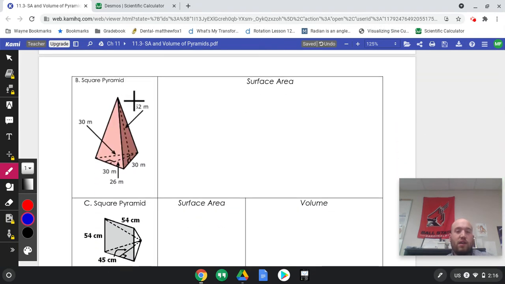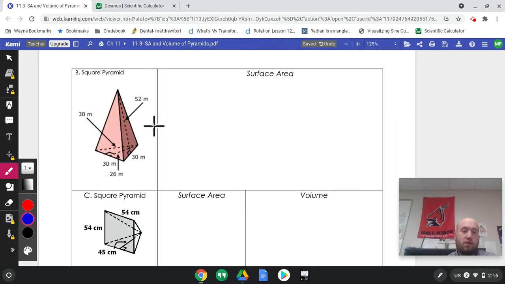All right. So now we flip it over, and the next one we're going to look at is the triangular prism. Now in this one we're only finding the surface area. And the first thing we need to do is find the area of that base on the bottom.